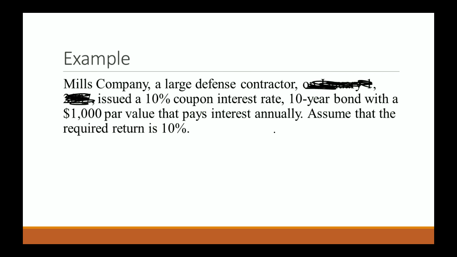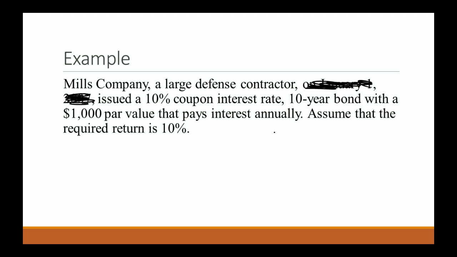And so we'll just jump right in and try an example. Lucky for you, you do not have to use the equation. You do get to use your financial calculator. So here is Mills Company. They are a large defense contractor, and they issued a 10% coupon interest rate, 10-year bond with $1,000 par, pays interest annually, and the required return is 10%.